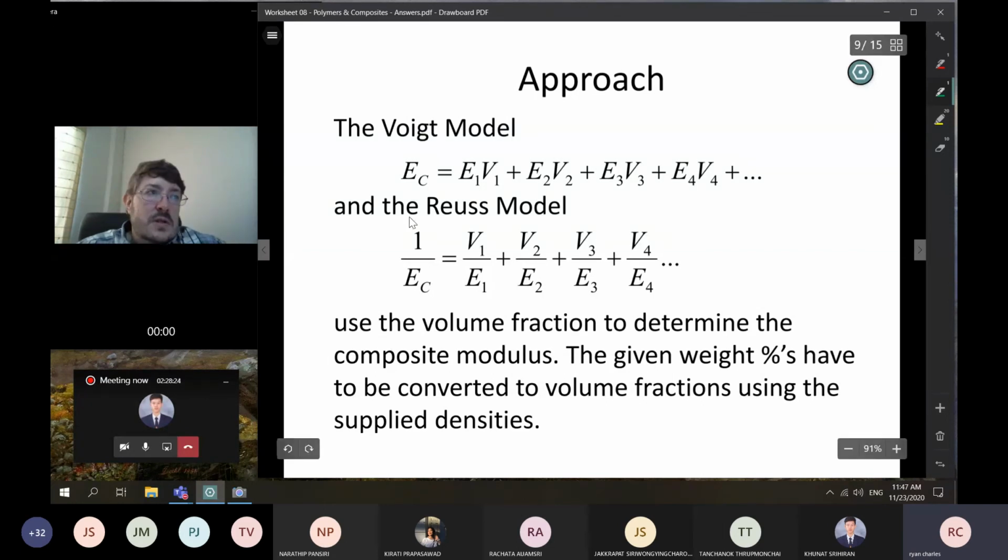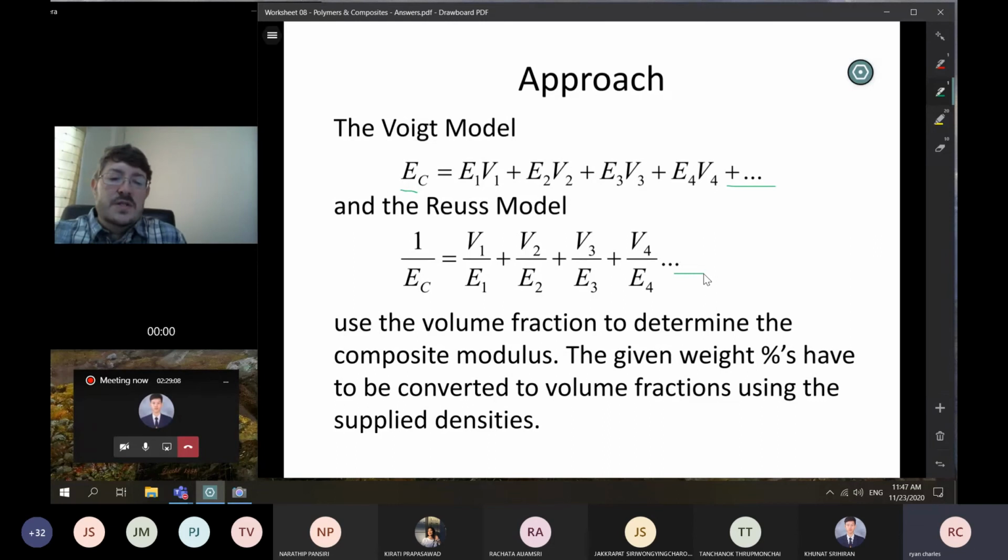So for elastic modulus, it's the first modulus times the volume fraction, plus the second modulus times its volume fraction, plus the third modulus times its volume fraction, and so on. We could do this with 200 materials. It'd be silly to make that, but we could do it. And the Reuss model, 1 over the composite modulus. A lot of you forgot that this was 1 divided by a number, and you came back with a really tiny answer, which made no sense. It is the volume fraction divided by the modulus, plus dot, dot, dot, right?